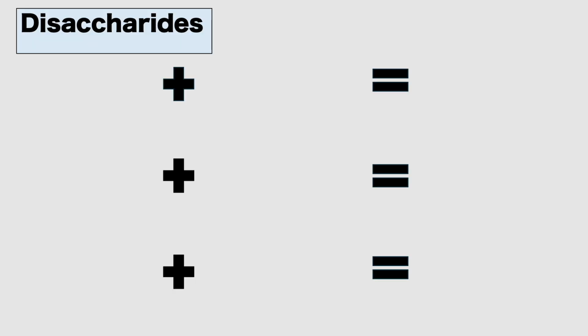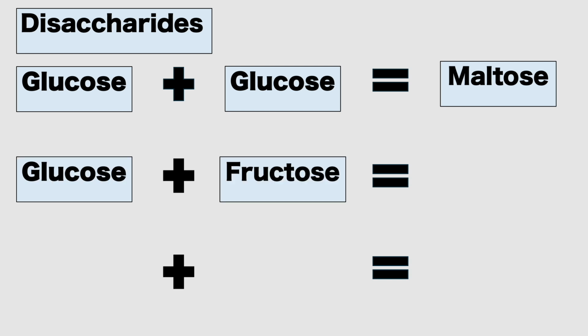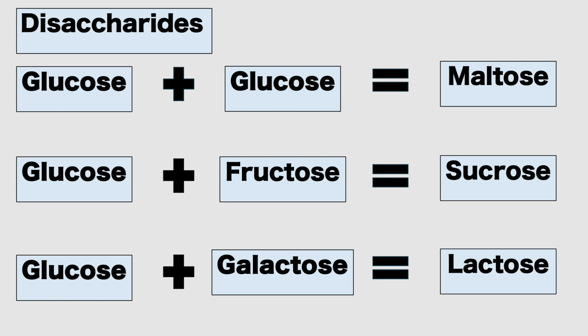So, as we said previously, disaccharides are monosaccharides combined in pairs. Glucose plus glucose equals maltose, glucose plus fructose equals sucrose, and glucose plus galactose equals lactose. Just a reminder that these reactions are all condensation reactions and the bonds between the monosaccharides are glycosidic bonds.